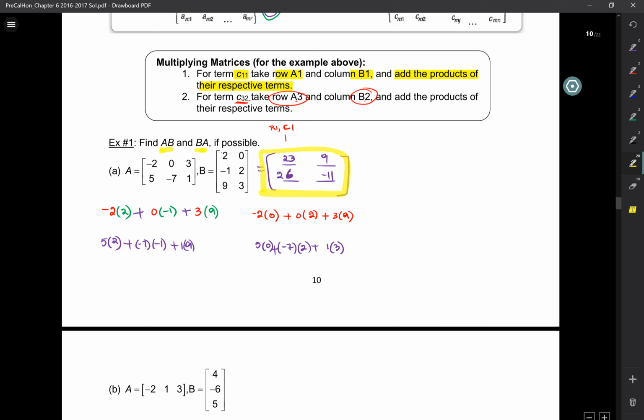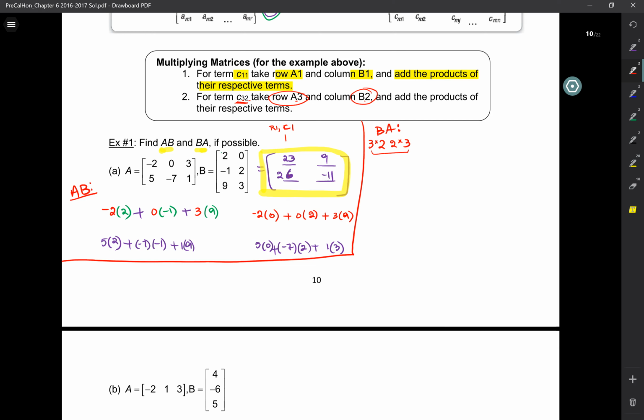So now this was AB. All right, well, can we also do BA? Let's see, sometimes it's possible, sometimes it's not. Well, to do BA, what are the dimensions of B? It's 3 by 2, and A is a 2 by 3. Yeah, that works, and I'm gonna have a 3 by 3.